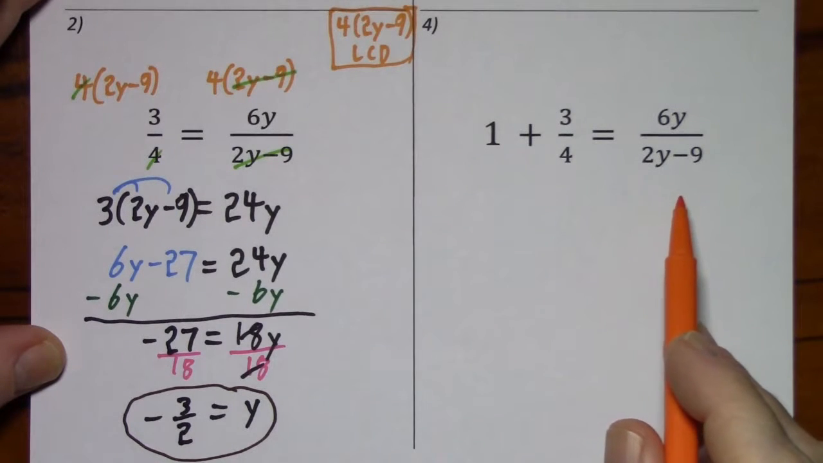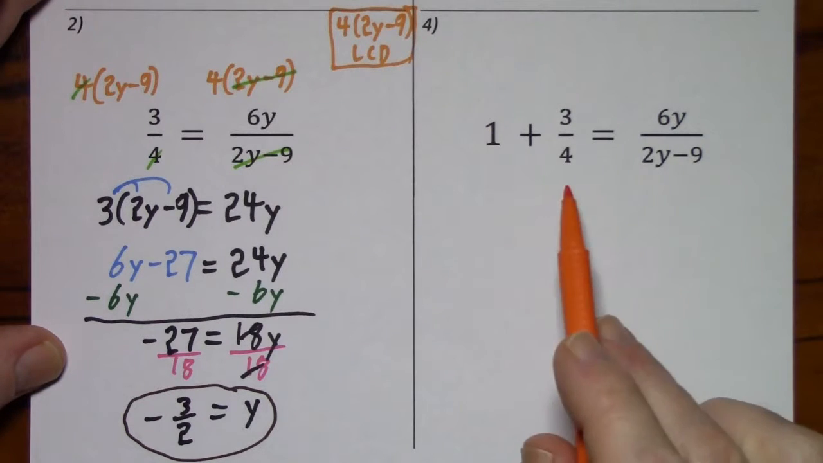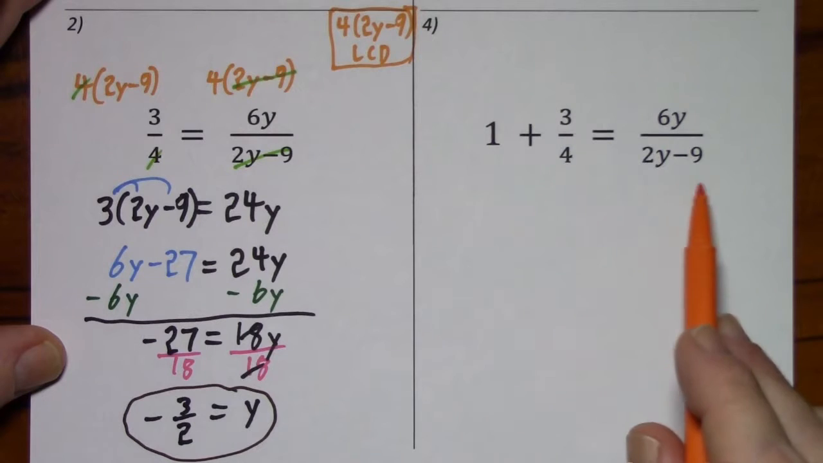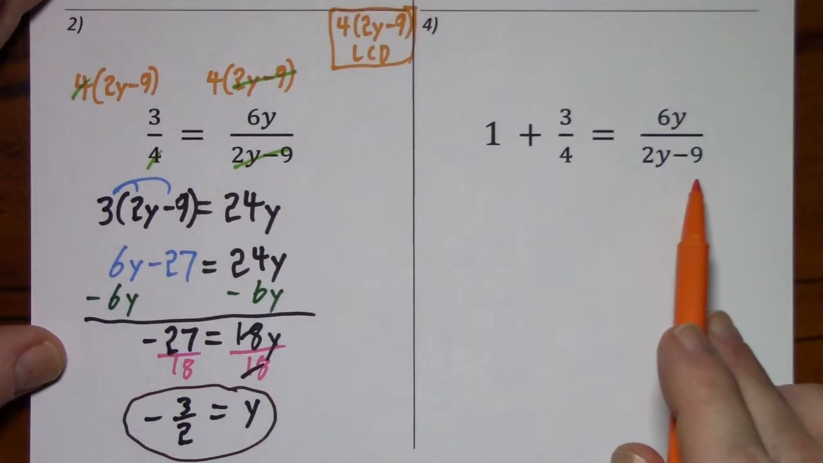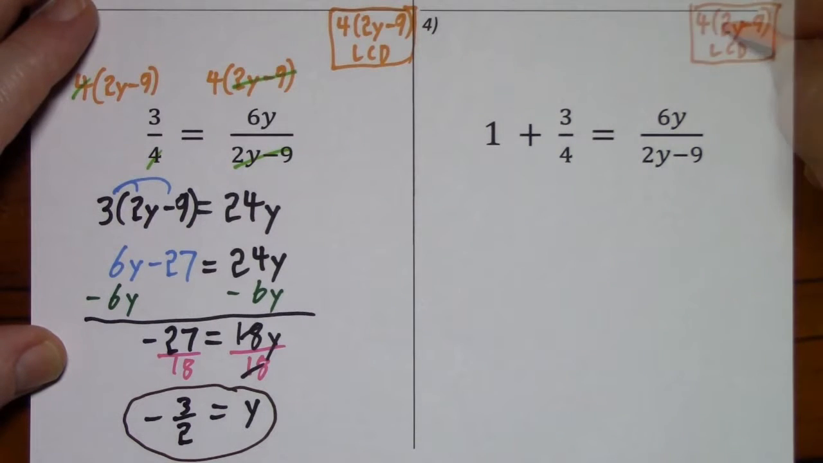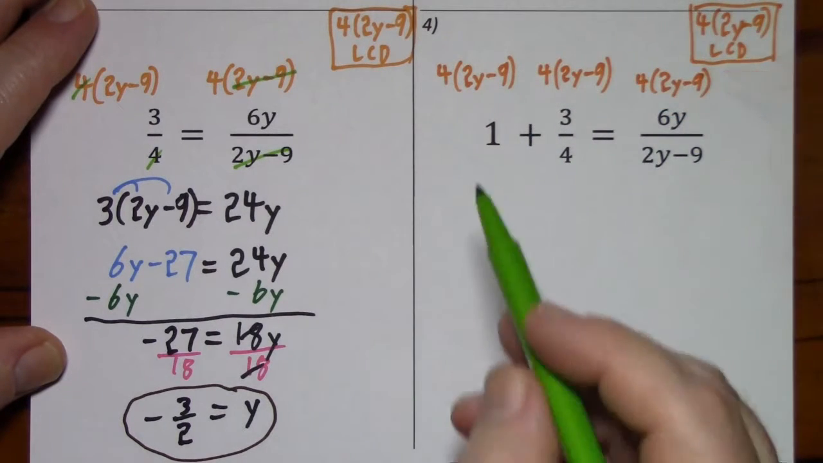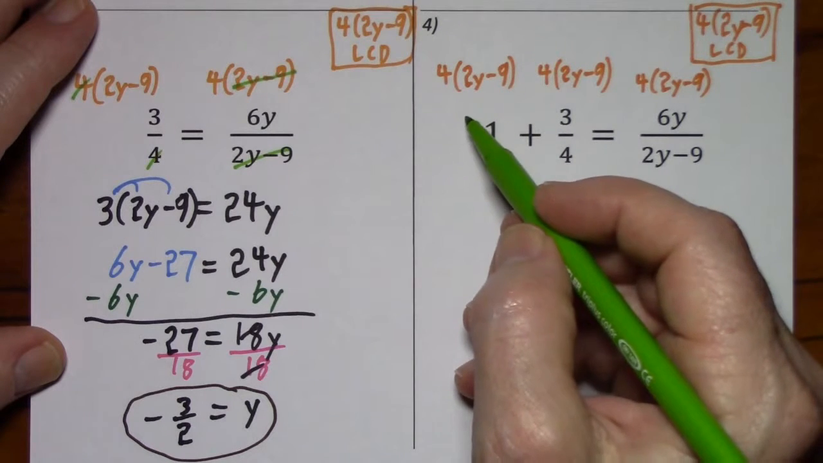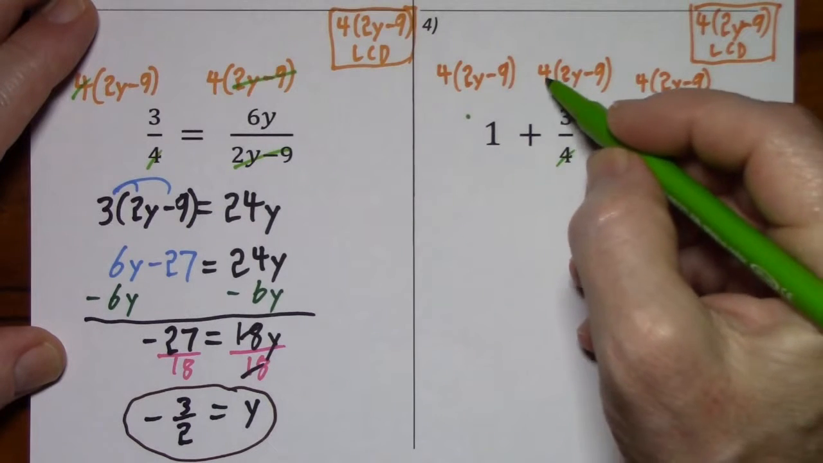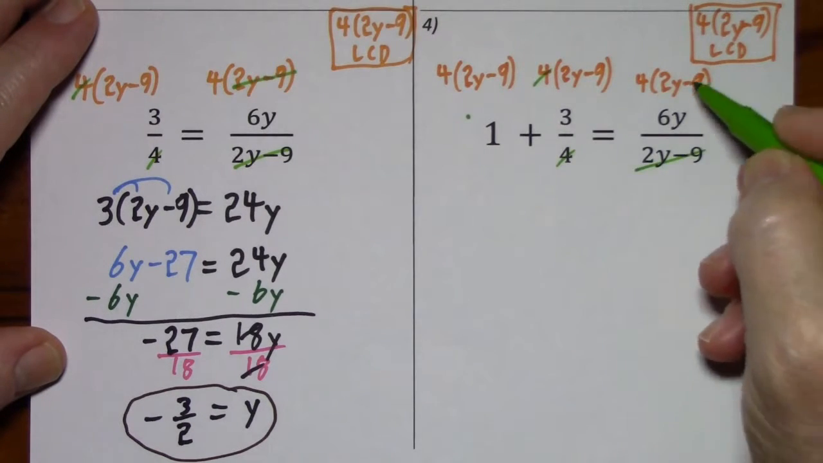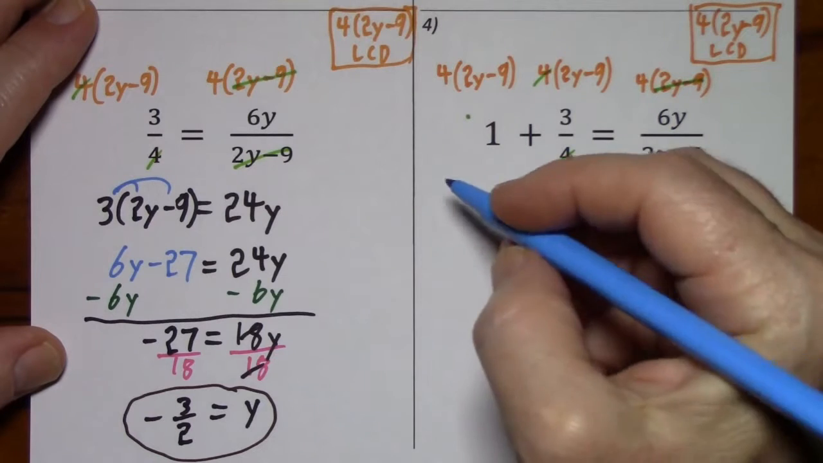Okay, looking at this equation, the variable's in the denominator, that's a problem, and we have a fraction over here. So we'll just clear this of fractions. The least common denominator is going to be 4 times the quantity 2y minus 9. Now right here we won't be able to cancel anything, so it'll be 1 times 4 times this quantity. Here we can cancel the 4's, and here we can cancel the quantity 2y minus 9. So again, with this we're left with 4.